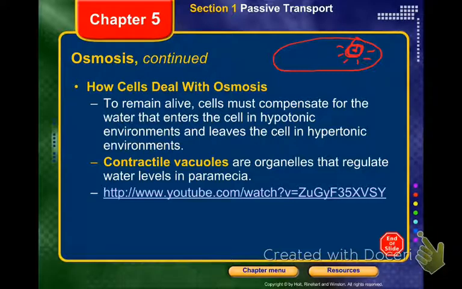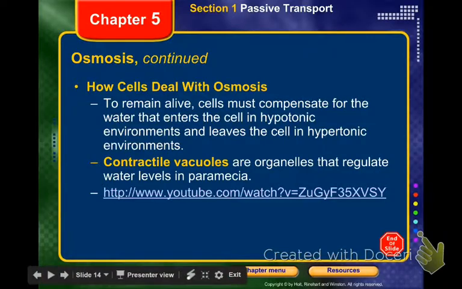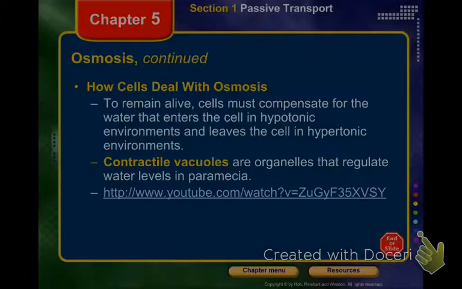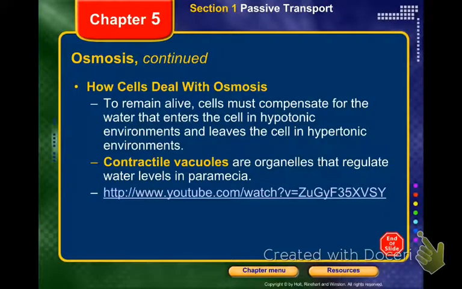We would urinate more. So our kidneys would work to help us get rid of the extra water. So make sure you watch, please, the YouTube video on the contractile vacuoles and the paramecium.